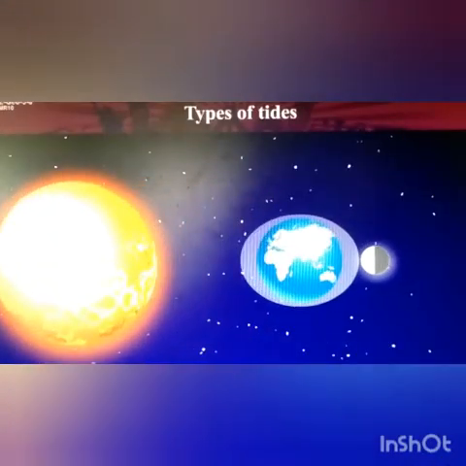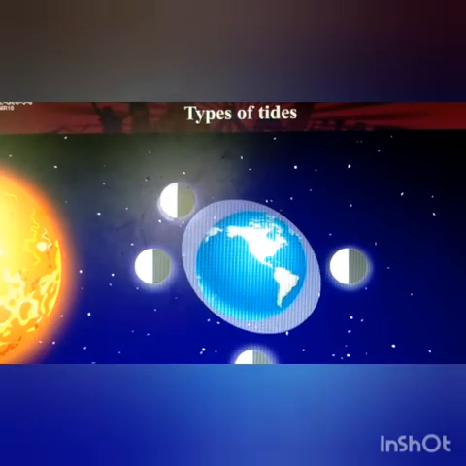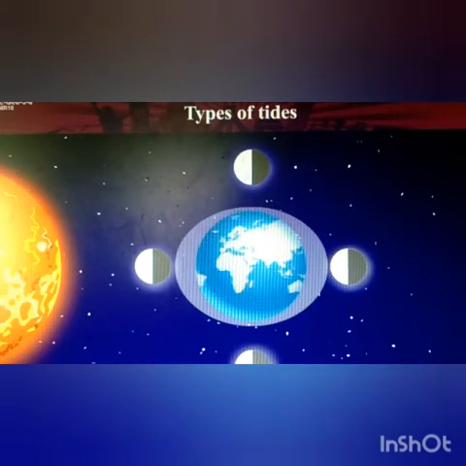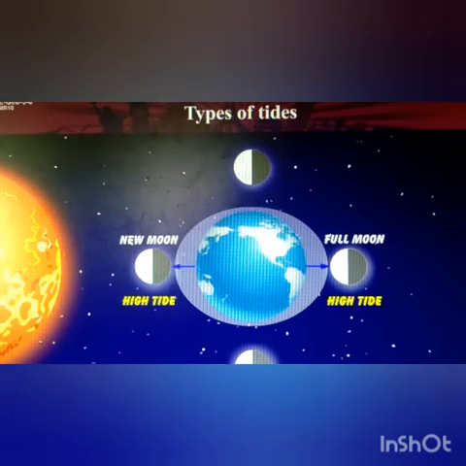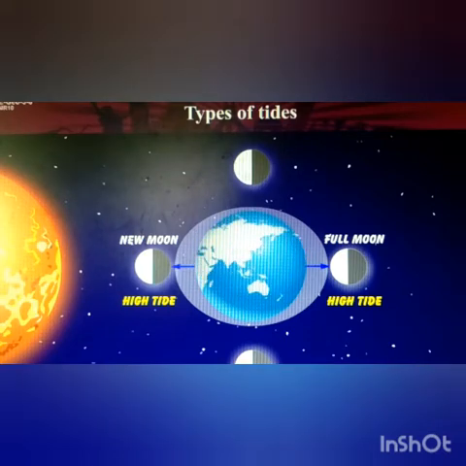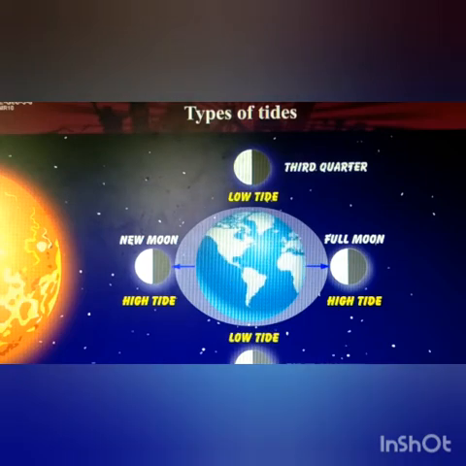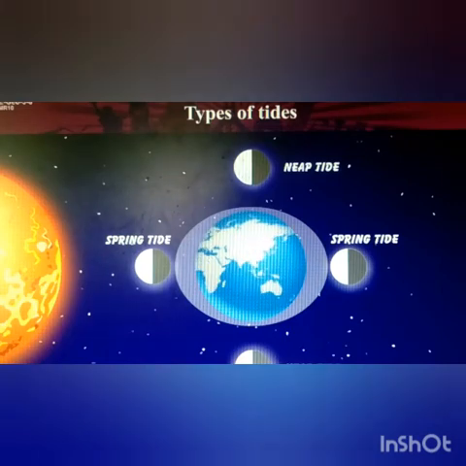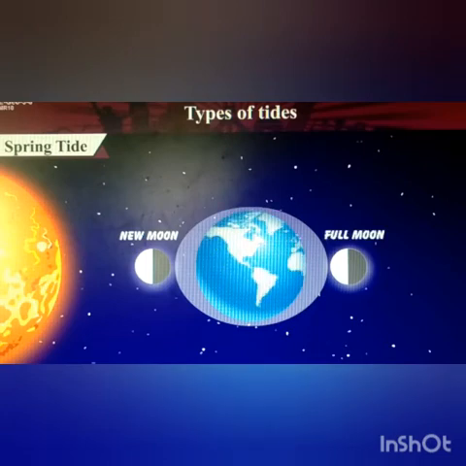Now let us come to the next topic, types of tides. Children, we have seen that there is a variation in the timing of the tide. So as the timing of the tide varies every day, the range of a tide also keeps on changing. So generally, the highest high tide occurs on a full moon and a new moon day, whereas on the first quarter day and the third quarter day, the high tide is at its minimum. That means it is at the lowest level. Now there are two types of tides, spring tide and neap tides.